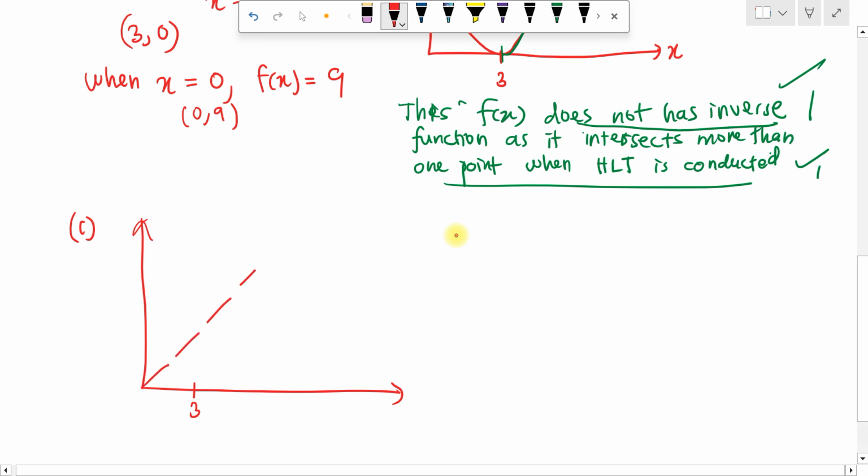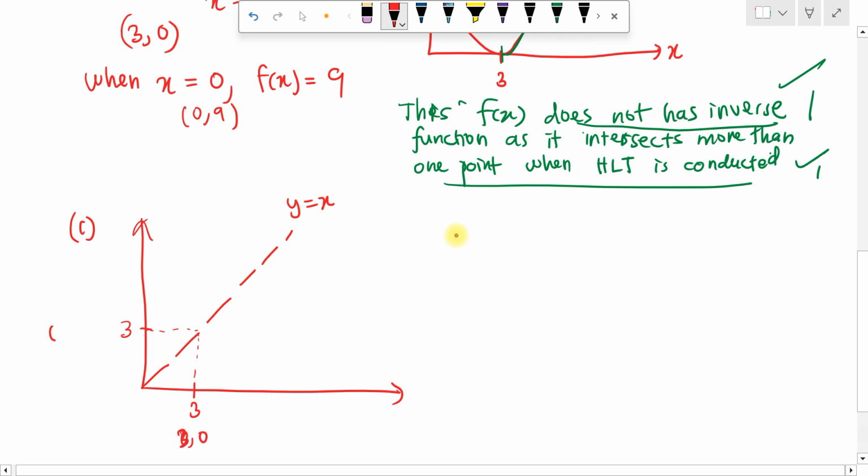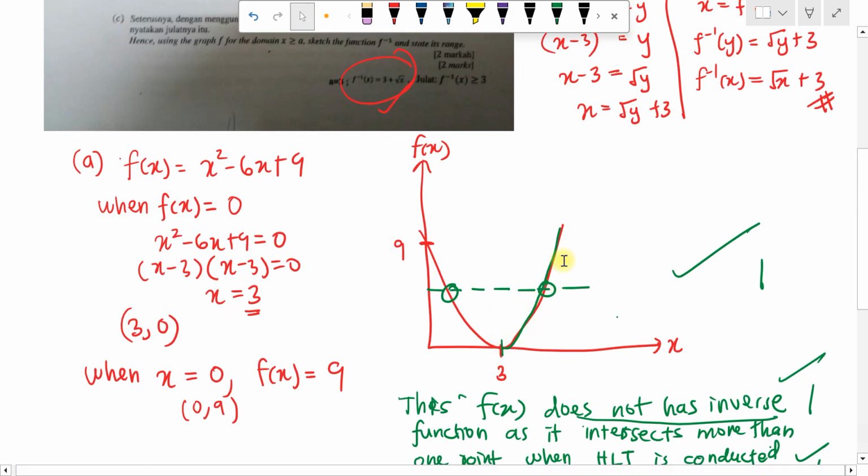Before that, you draw y equal to x. Okay, y equal to x. So this should be your 3 lah. Because if you start here at (3, 0), later you must start here at (0, 3), correct or not? Okay, so your graph will be like this. This part, the green color part I drew for you just now.